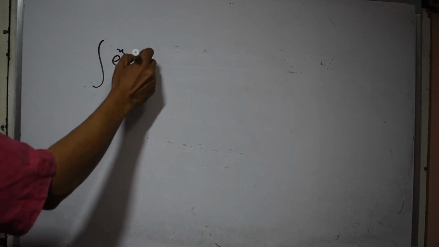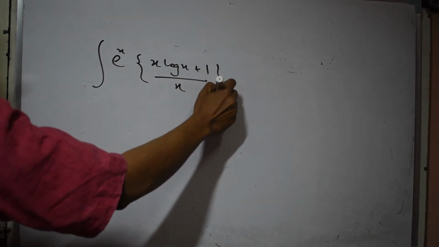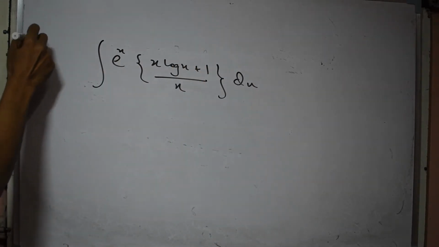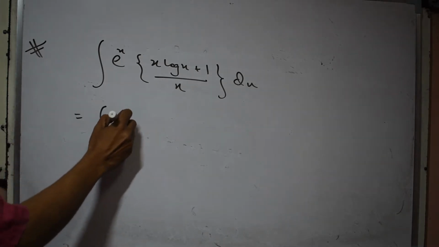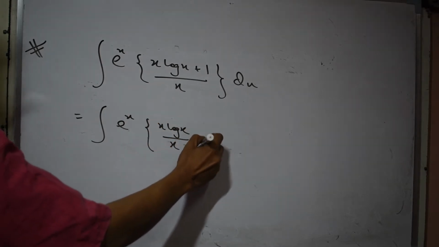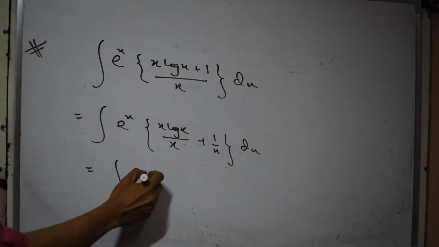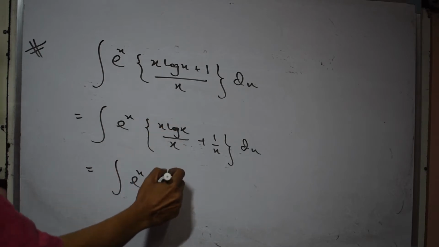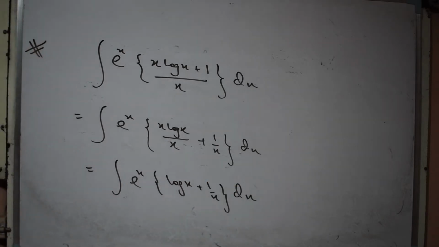Like I am having a question, integral of e to the power x, x log x plus 1 by x, dx. You have to solve this. How to integrate? If I watch the question very carefully, we are finding that e to the power x, separated x log x by x plus 1 by x. Now x cancels out, it is only log x plus 1 by x. So now we watch the problem, e to the power x into f(x) plus f dash x.